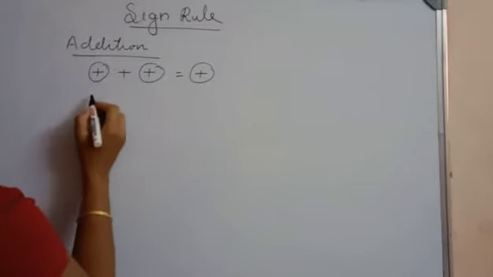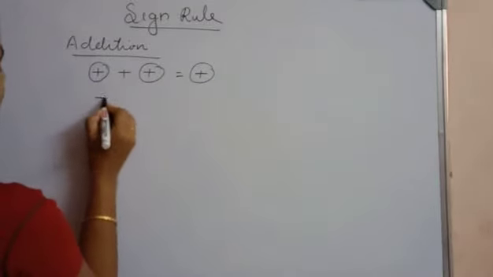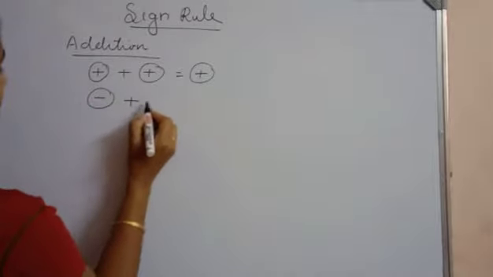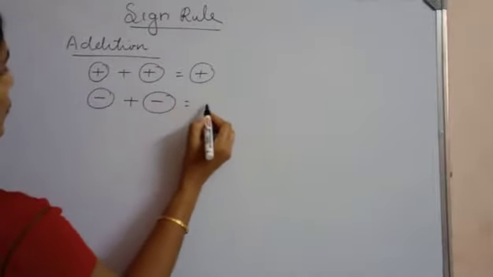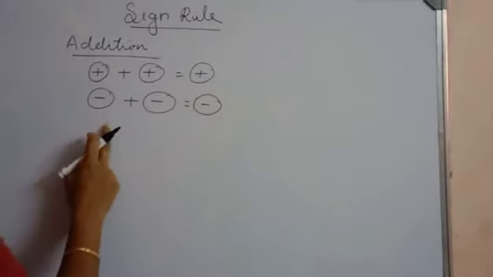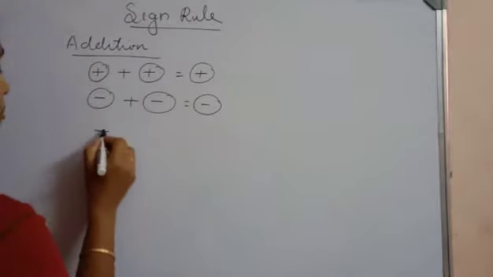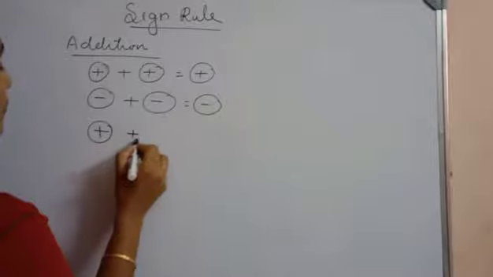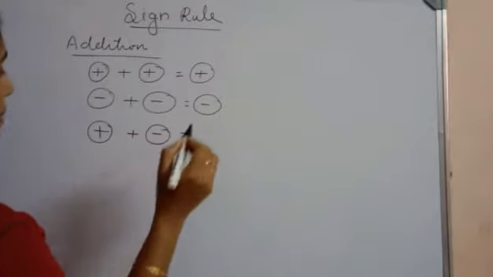The second rule, whenever you are adding two negative numbers, your final answer will be negative. You are adding two negative numbers. The third rule says that when you are adding a positive number with a negative number, what happens?